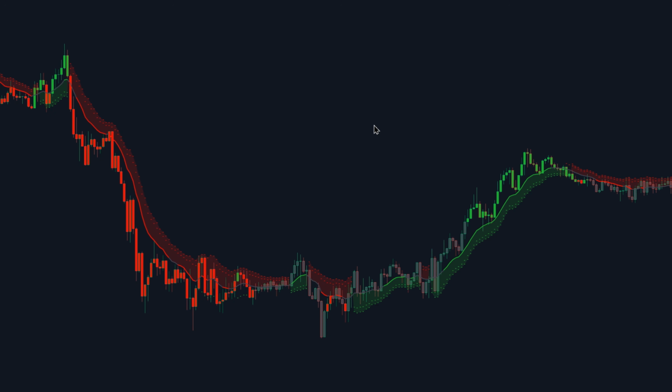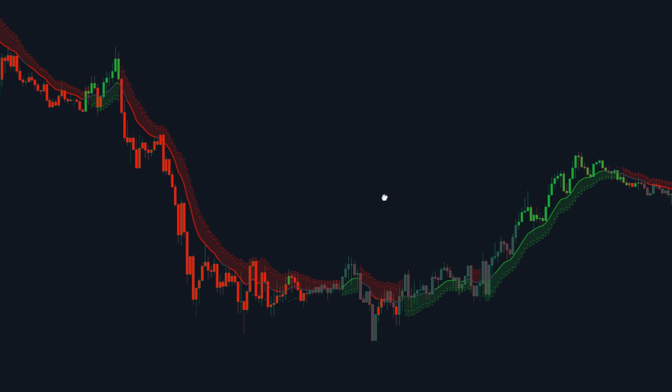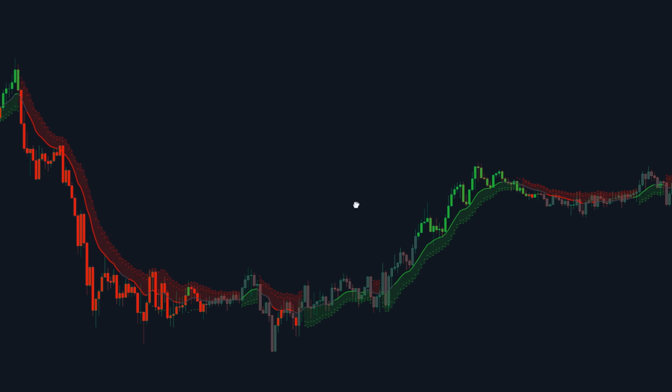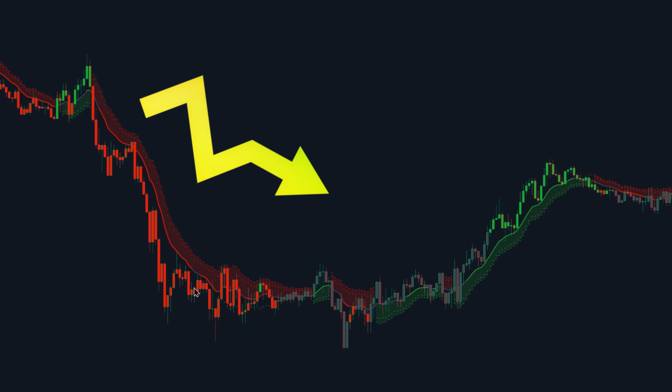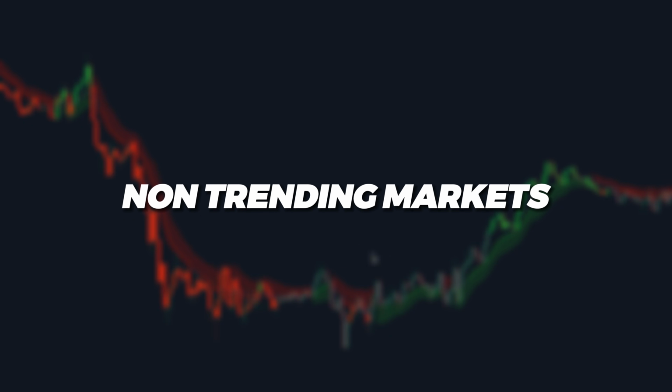Now, the second feature of this indicator is this one called trend bars. Basically, the color change that this indicator applies to the candles. This color change provides additional confirmation of the current trend by analyzing the Directional Movement Index, the DMI, and the Average Directional Index, the ADX. Red bars indicate a bearish trend, green bars indicate a bullish trend, and gray bars indicate non-trending or ranging markets.